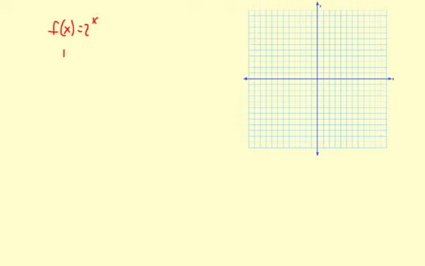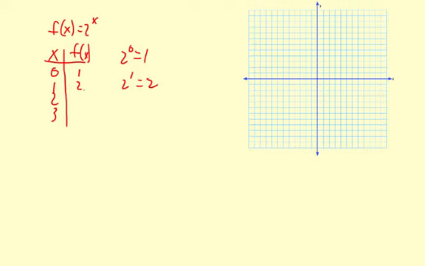So let's do a table of values. We'll just do 0, 1, 2, 3 to get started. 2 to the 0 power, that makes 1. 2 to the first power equals 2. So put a 2 there. 2 to the second power makes 4. So 4 goes there. 2 to the third power, that's 2 times 2 times 2, and that's 8.